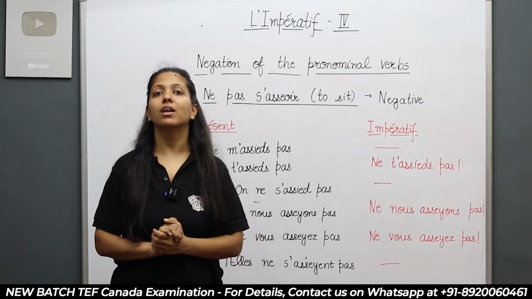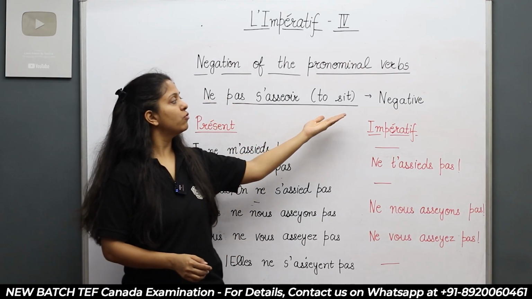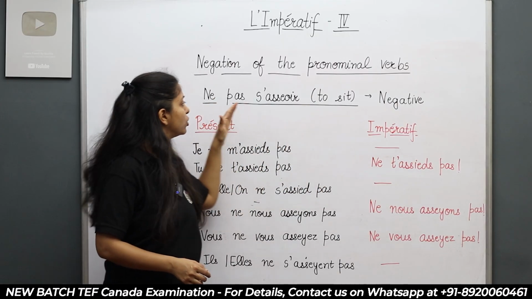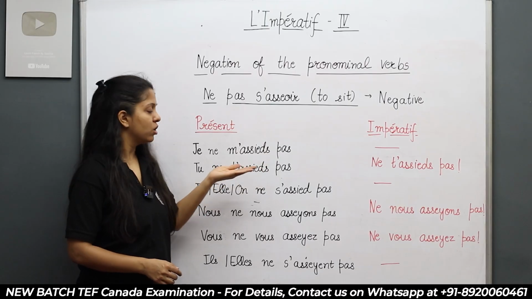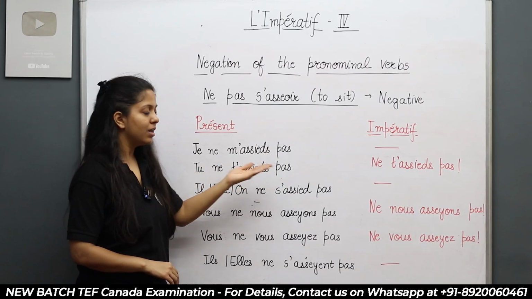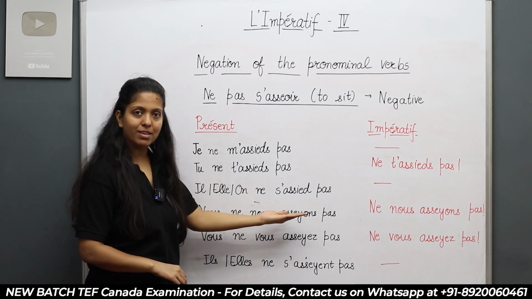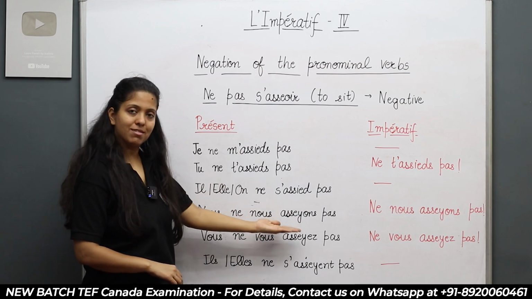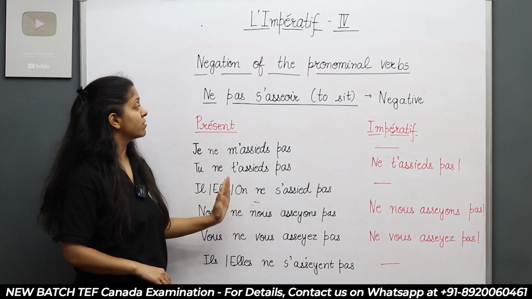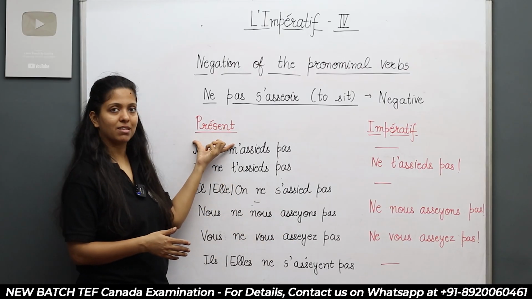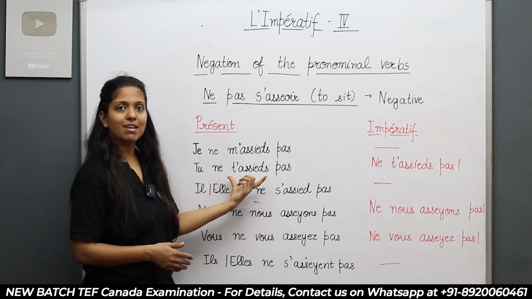Now let's look upon our third verb, and the verb is s'asseoir, which means to sit. In the negative form, it becomes not to sit, ne pas s'asseoir. Now, je ne m'assois pas, tu ne t'assois pas, il, elle, on ne s'assoit pas, nous ne nous asseyons pas, vous ne vous asseyez pas, ils, elles ne s'assoient pas. That's how you conjugate the verb s'asseoir in the negative form in present tense. Now we need to change it into imperative. So with tu, it becomes ne t'assois pas.